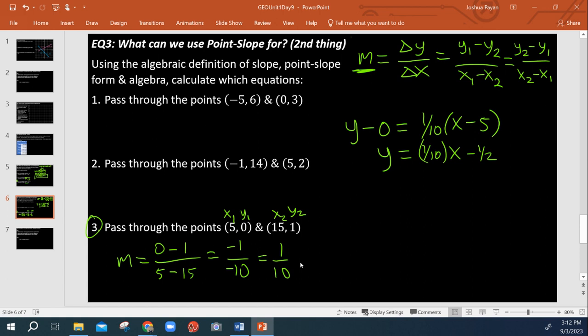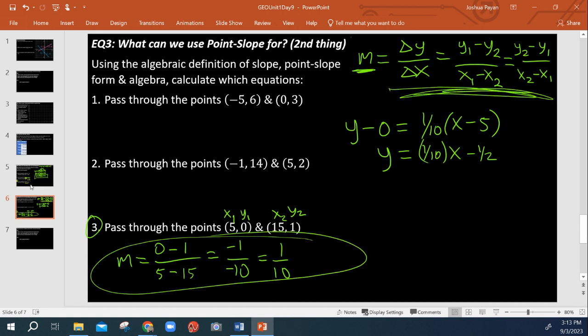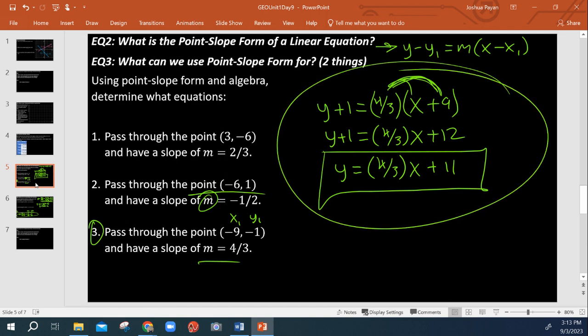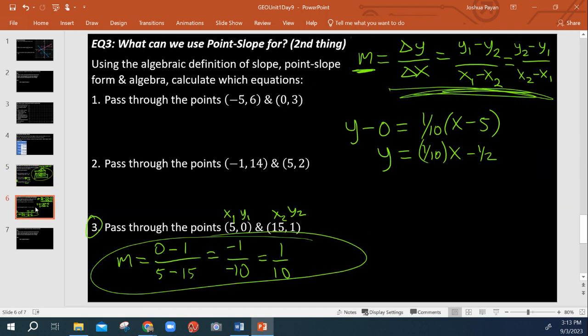Okay, so simple concept, very simple concept. It's the same thing over and over again. The only thing added extra to this that we didn't do in the last video is, of course, we had to calculate our slope here. But besides that, no difference on the algebra side of it when we are converting from point slope into slope-intercept form.